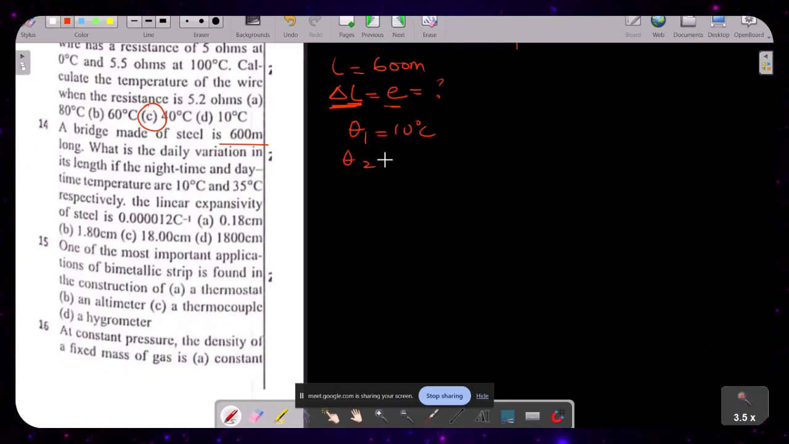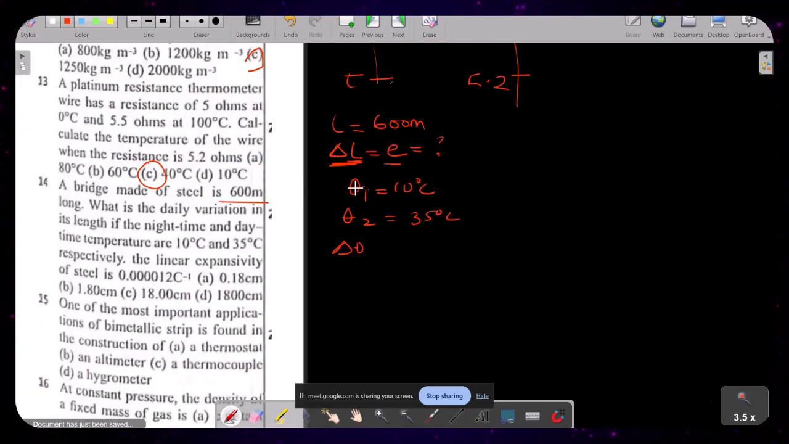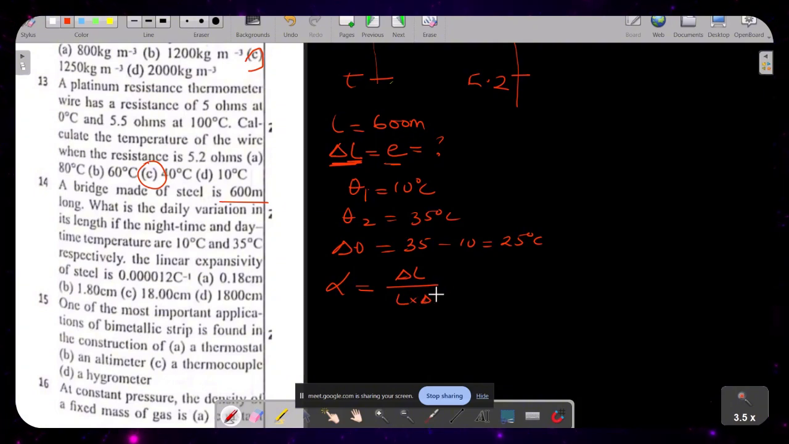Then our theta 2 is 35 degrees Celsius. Then the change in temperature will be 35 minus 10, which is equal to 25 degrees Celsius. So then they also gave me what they call linear expansivity. I'll just say linear expansivity is equal to your change in length all over your original length times your change in temperature. Let's quickly solve this now.